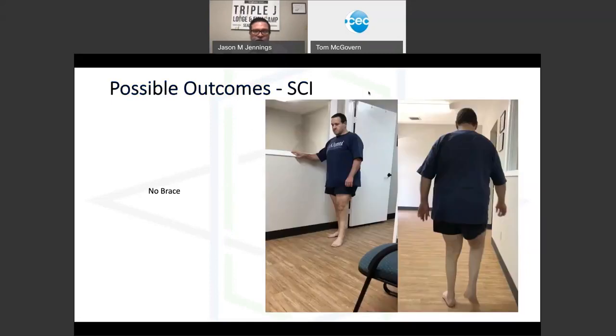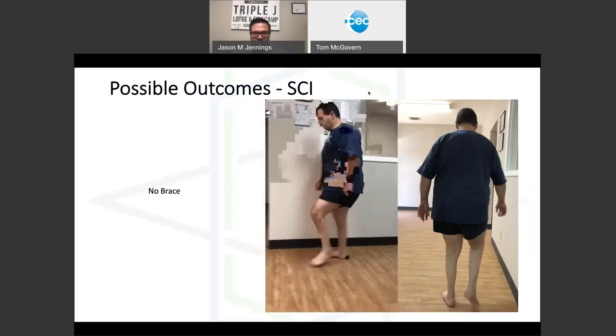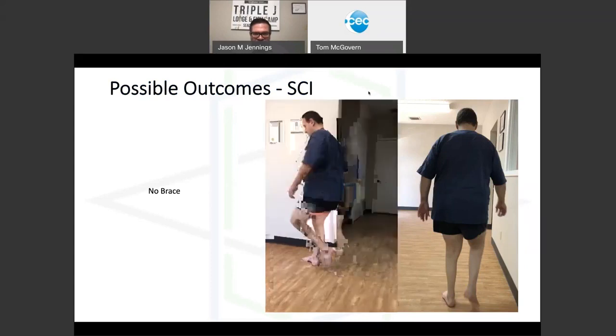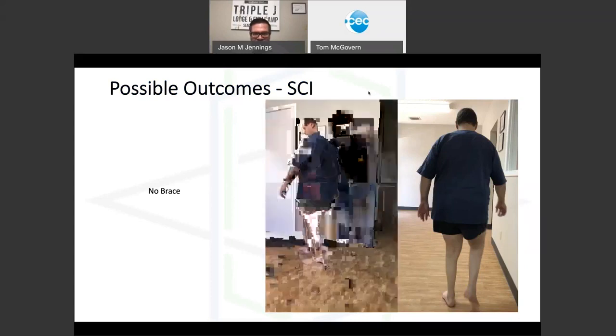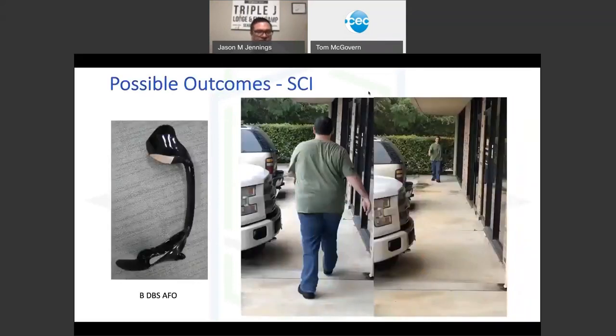This man has a spinal cord injury secondary to gunshot wound. He's actually a sheriff. You can see that he's pretty much completely flail from the knees down. He has bilateral foot drop. He does have bilateral IRP in stance and ERP in swing. And we managed him in a dynamic bracing solutions AFO.